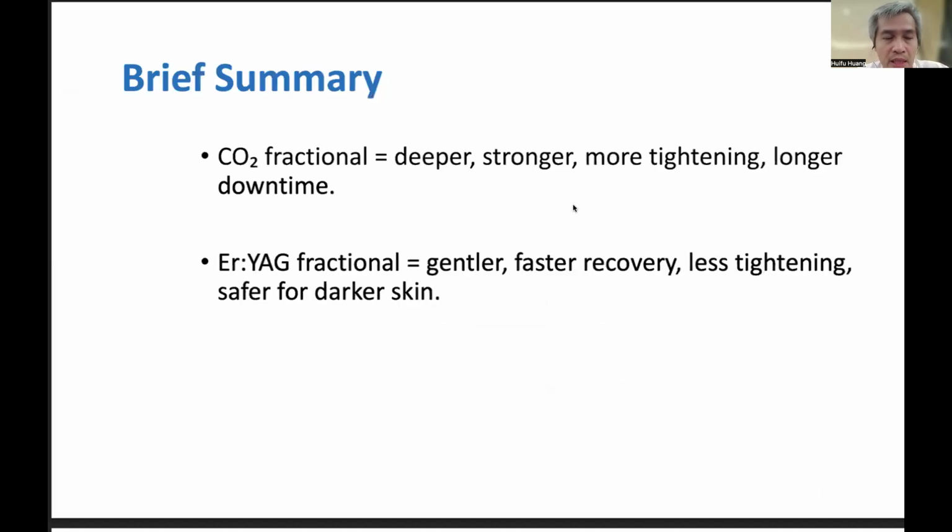Next. In summary, CO2 Fraxel laser creates a deeper, stronger, and more tightening effect, with longer downtime, and the Erbium YAG Fraxel laser has a more gentle effect, faster recovery, less tightening effect, and is safer for darker skin. So in Taiwan, in my hospital, because most people in Taiwan are colored, we use more Erbium YAG laser to replace CO2 laser in recent years.